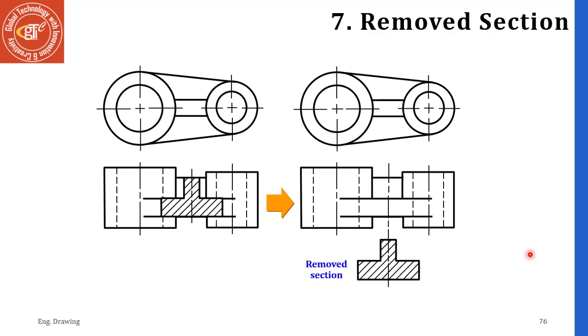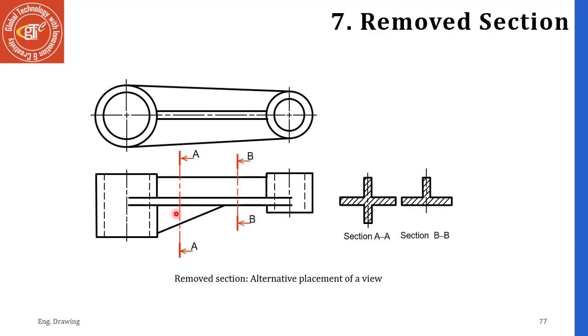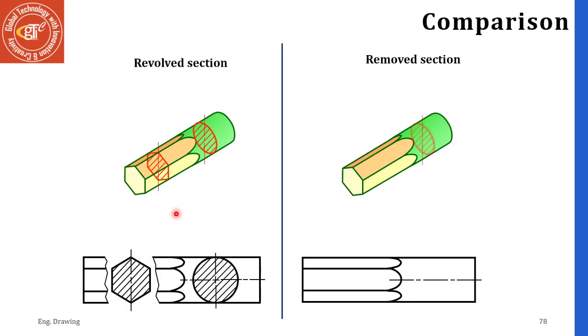So this one is the remove section view and this one is the revolve section view. Here is another example of remove section view for alternate placement of views, section A-A and section B-B. Here is a quick comparison between revolve and remove section view. In a revolve section view, the section view is drawn on the multi-view drawing, while in the remove section view, the section view is drawn outside of the multi-view drawing.